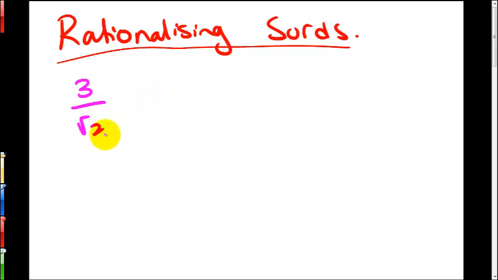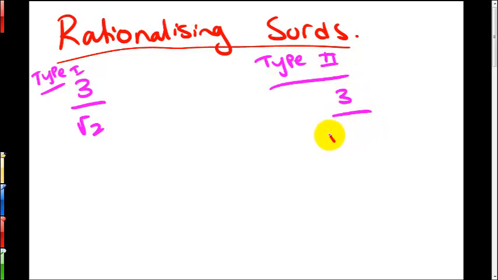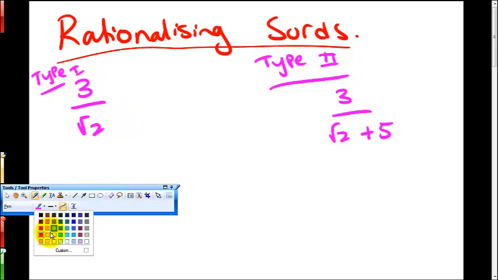So a simple case would be, imagine we had 3 over root 2. Actually, there's 2 types. So we're going to have a look at type 1. So this is type 1 case. And then later on, we'll have a look at type 2 cases, which is something like this. So the only difference is that I've got a plus or a minus, an extra little bit on the denominator. As we can see, the top's still the same. It doesn't make a difference on the numerator. It's the denominator that's different. So we're going to focus on type 1 for now.